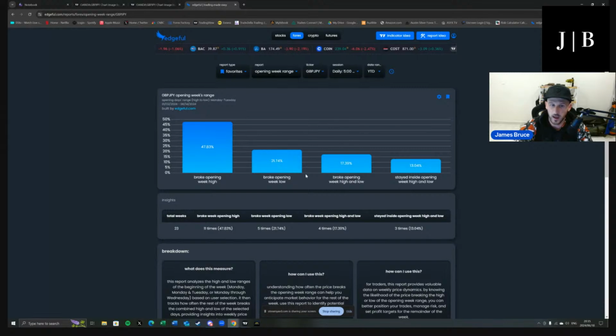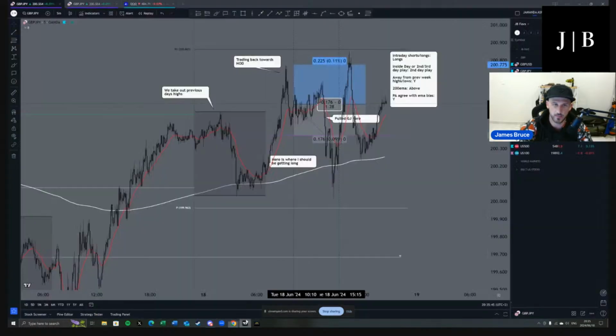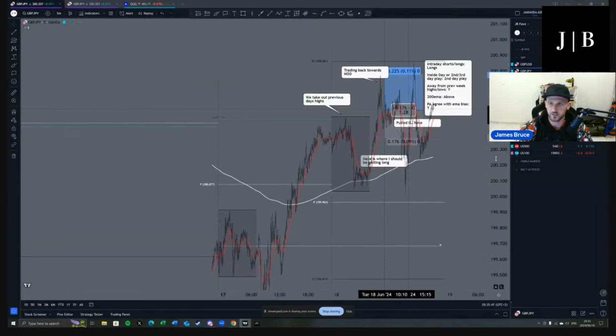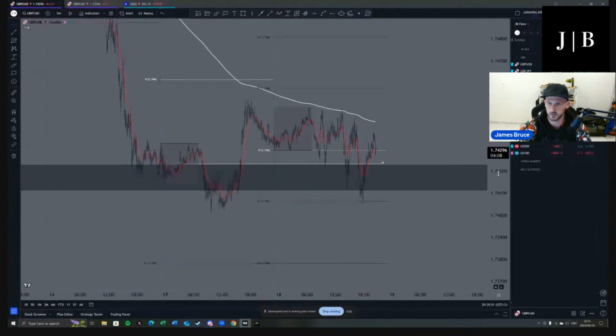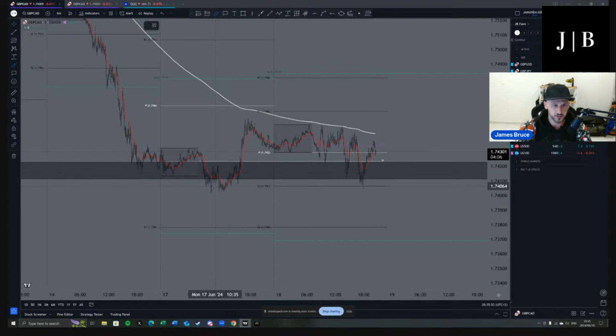Now, this is how you can use Edge Fill to make trading bias decisions, right? So when we break out to one side, the chances of breaking both the high and the low is only 17% of the time. So what does that mean? Meaning that after Monday and Tuesday, let's bring up GCAD, for example, right? So after Monday and Tuesday trades, here's the low set for Monday and Tuesday. Here's the high. Let's say we break to the high side, right?